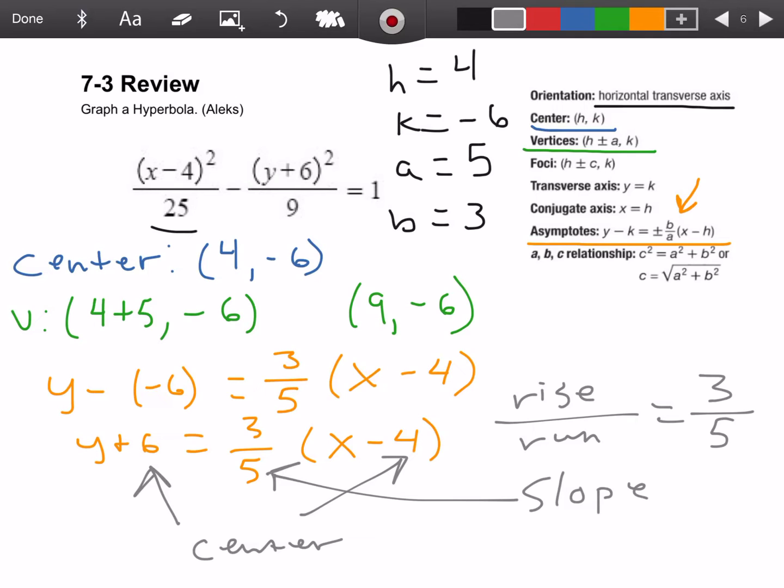So hopefully these two examples help you graph hyperbolas for your assignment.